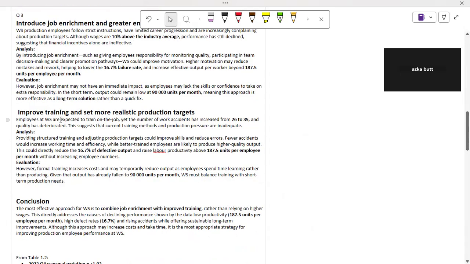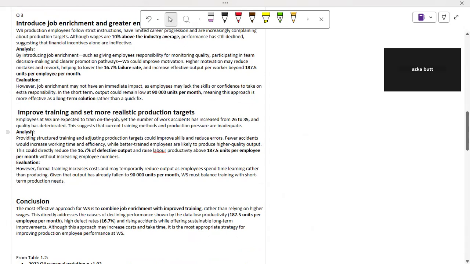Secondly, they could improve the training. Employees at WS are expected to train on the job, yet the number of worker accidents has increased from 26 to 25. This information is available in the case study. And quality has deteriorated. So this suggests that current training methods and production pressures are inadequate. So that's why they should give them training.